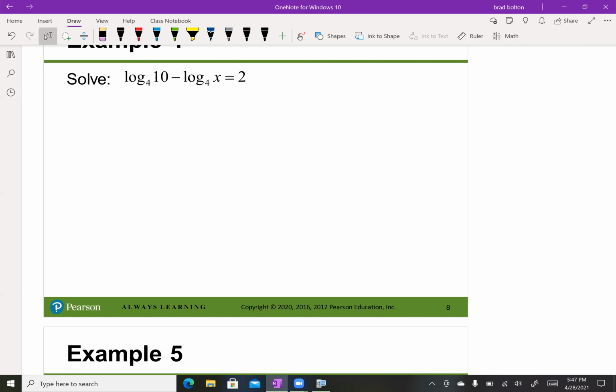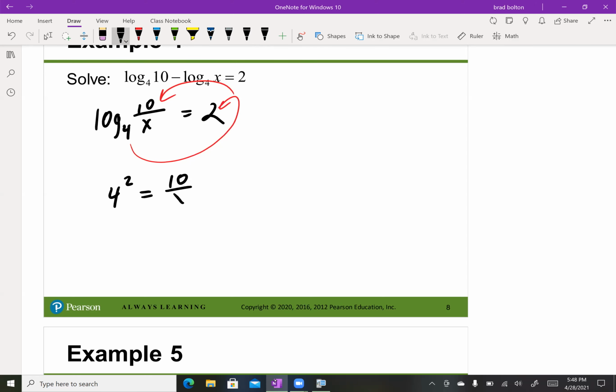Okay, so hopefully you guys are unpaused now. When you see the minus sign, it means division between the arguments. So what I'm going to do is log base 4 of 10 divided by x equals 2. Remember, we want to rewrite multiple logarithms as one log, so then I can rewrite it in exponential form. So I'm going to do 4 to the 2 is equal to 10 over x. So this is 4 squared is equal to 10 over x.